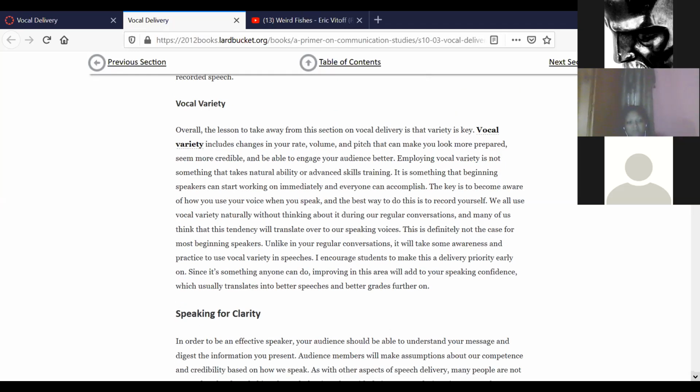Which, when we combine those things, gives us vocal variety. So combining the speed at which you speak, the volume at which you speak, and the pitch helps you to convey meaning without using the words themselves. So again, paralinguistic, non-verbal, non-word, non-language communication, but it can enhance your message.